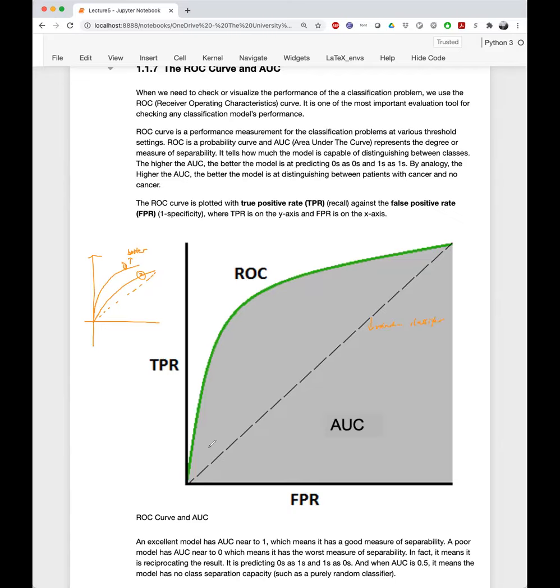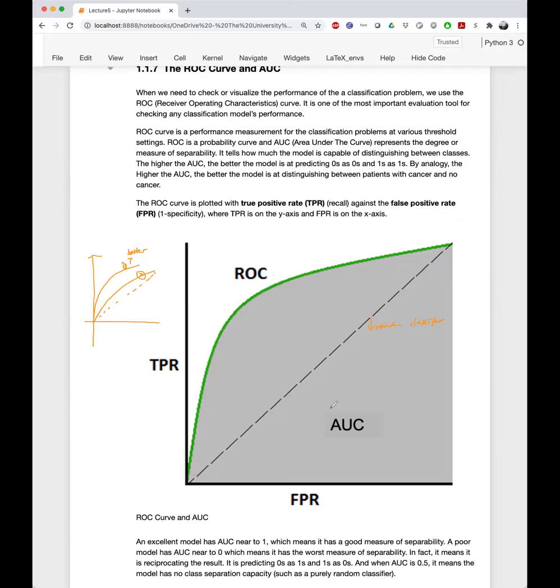And the straight line here is for the random classifier. Right? This is a pretty bad model. It doesn't have any predictability. It simply randomly assigns a label 0 or 1 to a case. But this is how to use it. If the curve is more to the top left corner, then the model is better.